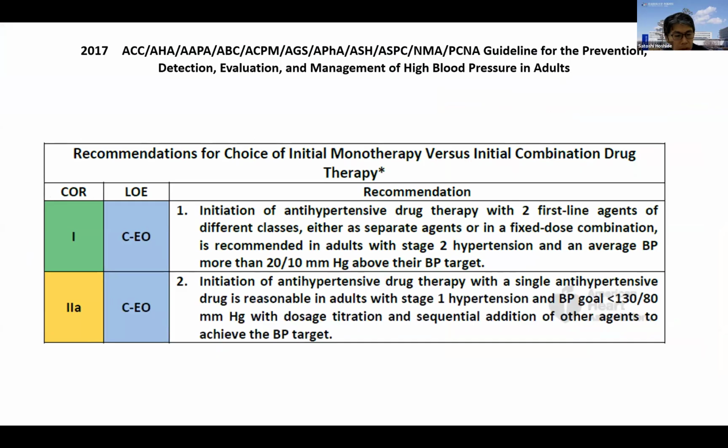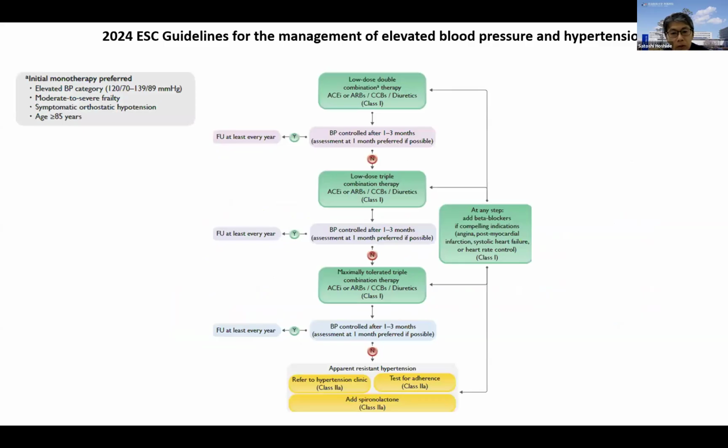I included several guidelines for recommendation of initial antihypertensive therapy. First, in the AHA guideline, combination therapy is recommended in relatively moderate hypertension. I'm sorry the slide is a little bit busy. In the ESH guideline, initial monotherapy is recommended in specific patients, which is mild hypertension, frailty, older age, and high frailty. In other words, this guideline recommends that low-dose combination therapy as an initial therapy should be used in most hypertension patients.